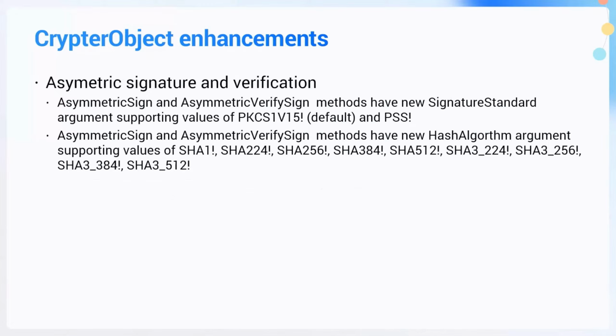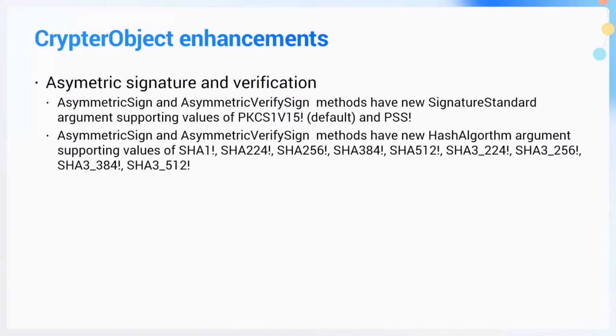And for asymmetric signature and verification, specifically the asymmetric sign and asymmetric verify, there is a new standard signature argument. It supports PKCS1v15. That's the default value. So if it's not provided, that's what it will be set to.